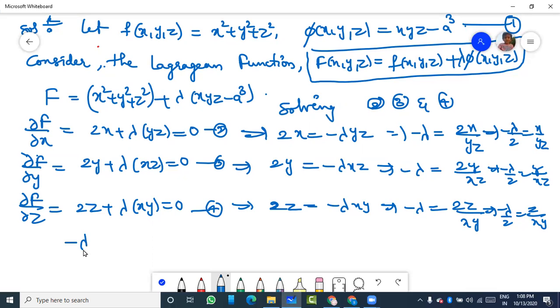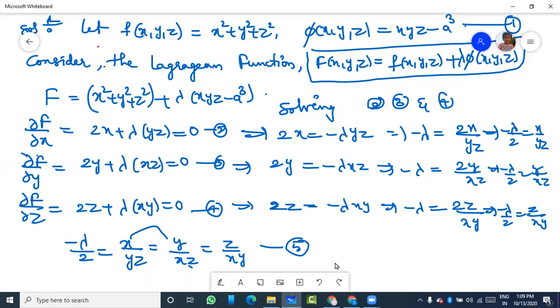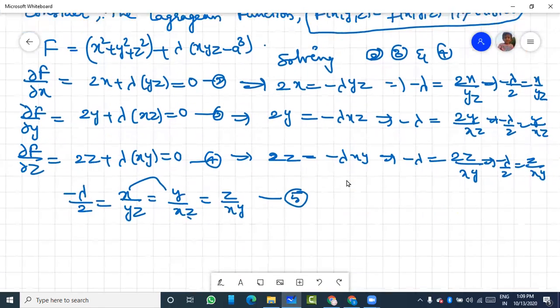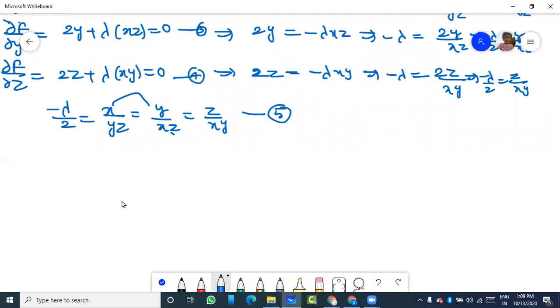Why? Because minus lambda by 2 equal to x by yz, minus lambda by 2 equal to y by xz, minus lambda by 2 equal to z by xy. It is equation 5. Okay. Now we can equate the first two terms, the last two terms, and the first and last. Then we are getting the relation x square equal to y square equal to z square.